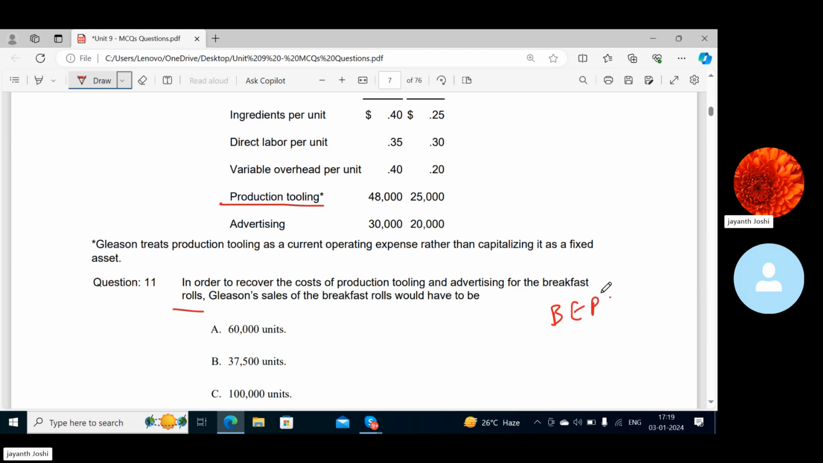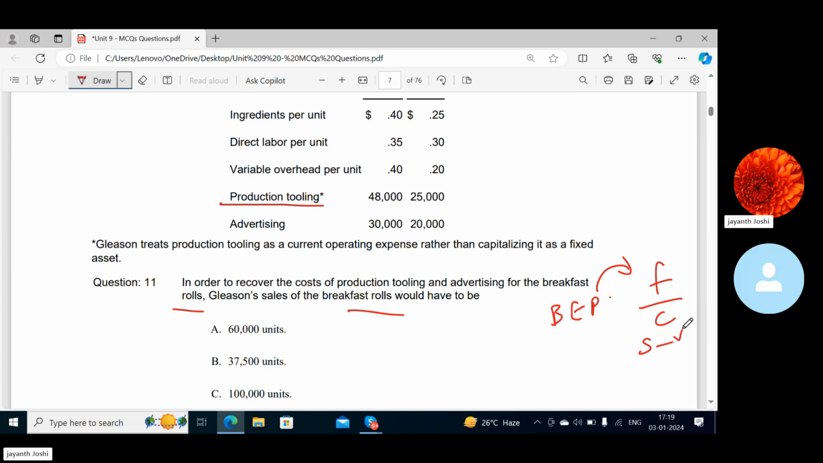So they are asking for the break-even point, only for rolls. If you want to recover your entire cost, that means you want to break even. So they are only asking from the perspective of rolls. What's the formula? Fixed cost divided by contribution.